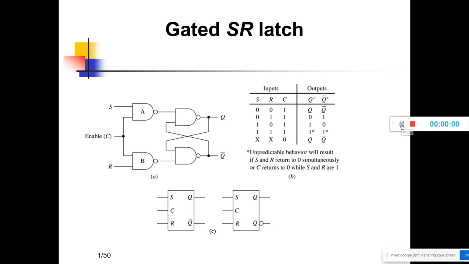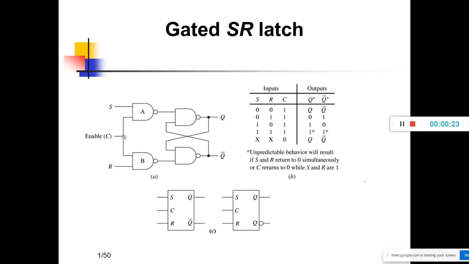So gated SR latch, here we have S and R as an input, NAND gate A and B, isn't it? So here you have an S bar R bar latch. It acts as an S bar R bar latch.